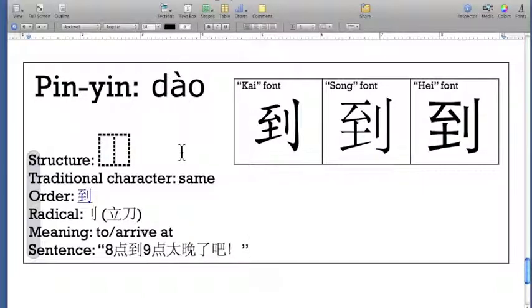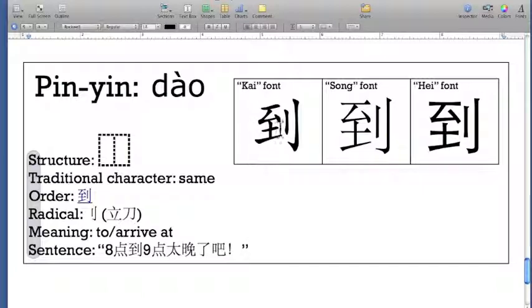Dao. These are the three fonts: Kai font, Song font, and Hei font. Again, the Song font has the little serifs and the Hei font doesn't. Song font is used more in the newspapers and books. Kai font looks pretty, but it's not as useful in newspapers and books. The structure is left and right.